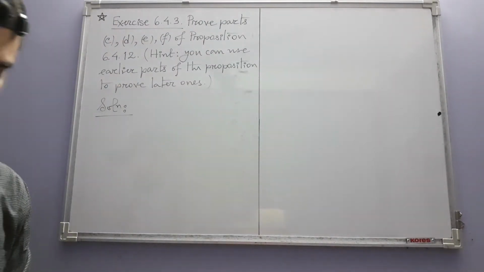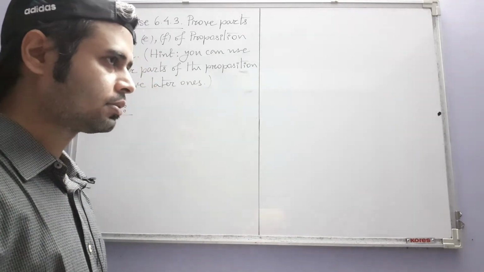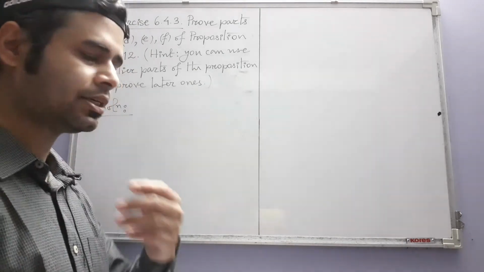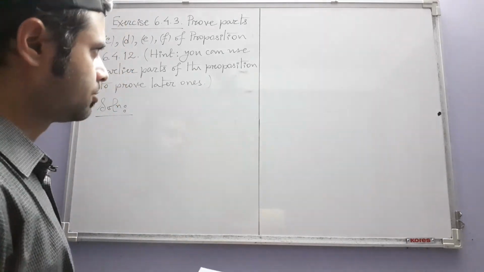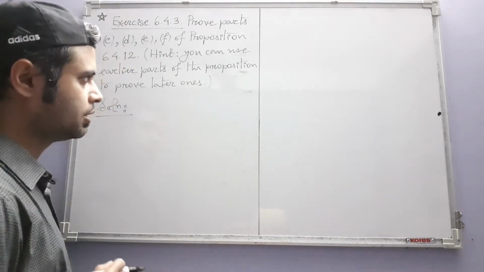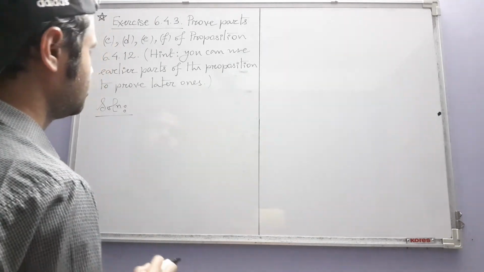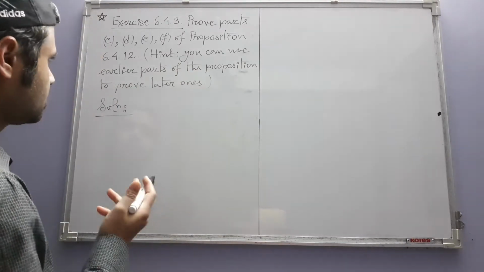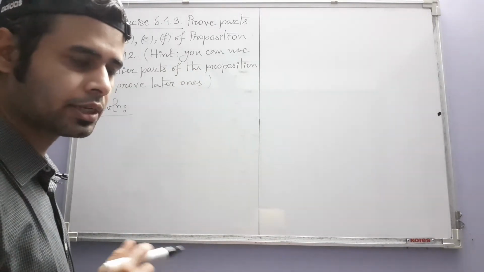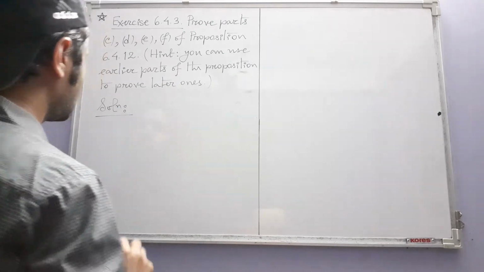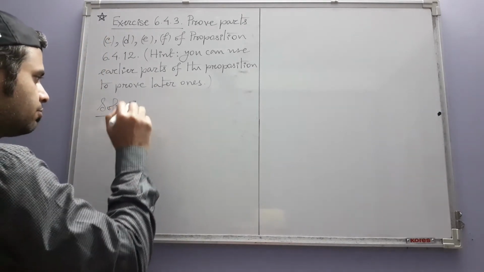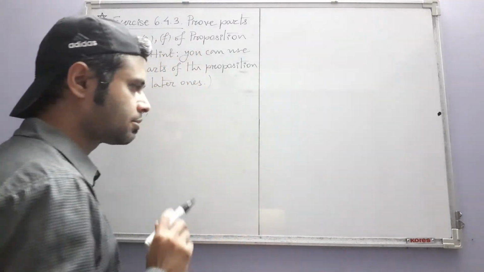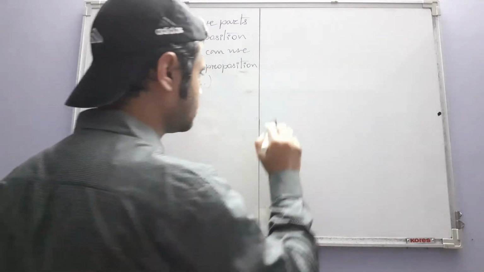Next, exercise 643. The previous analysis video ended with this one, although we did not solve it there. So today we are going to start by solving it. And here we already know we have to prove the parts of proposition 6 for 12 that we did not prove in the text. So it starts with part C. We have already proved parts A and B. So let's first recall what part C says.